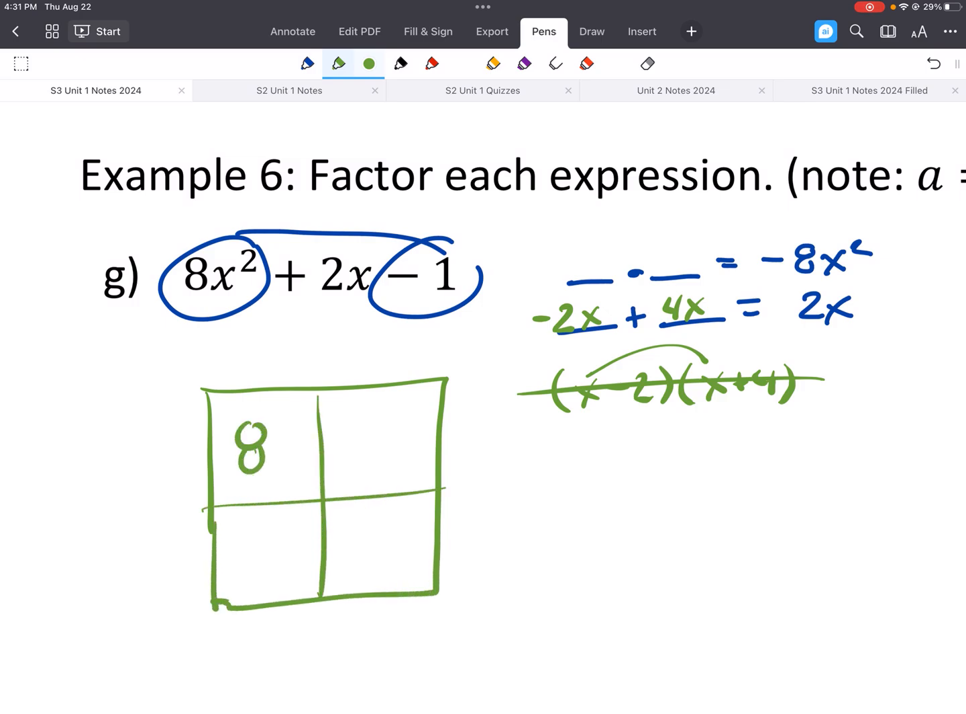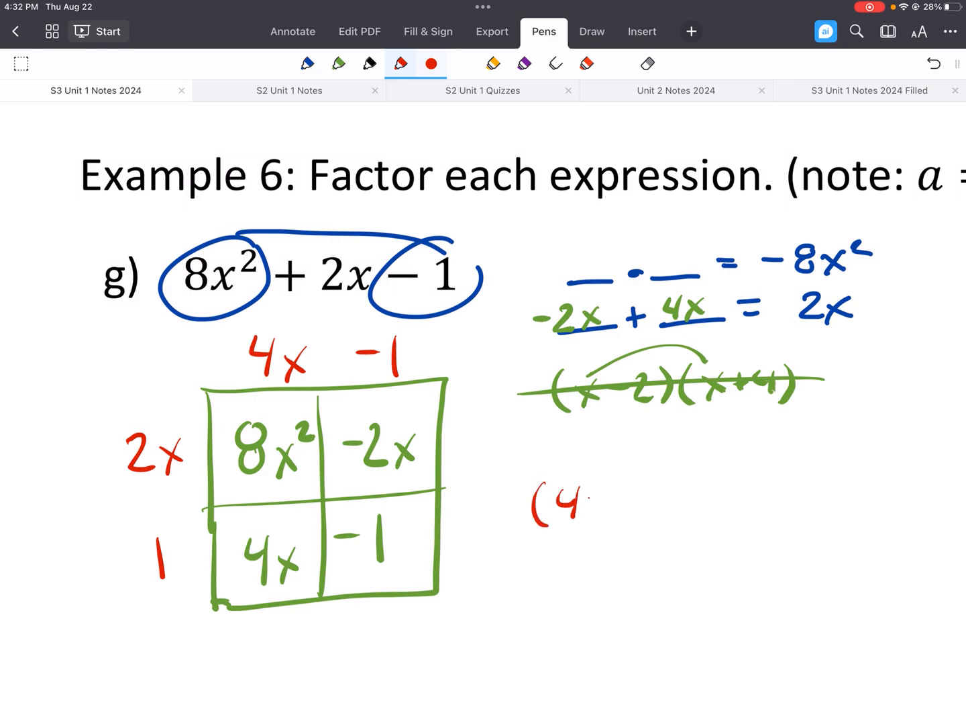The first term is the first box, so this. Your last term is your last box. And then our puzzle that we found, 2x and 4x, are the other two boxes. Greatest common factor, 2x, 1, 4x, and negative 1. Again, you can always multiply those and check. 2 times 4 is 8, 2 times negative 1 is negative 2, and so forth to check. But that would be our answer. So 4x minus 1 and 2x plus 1.